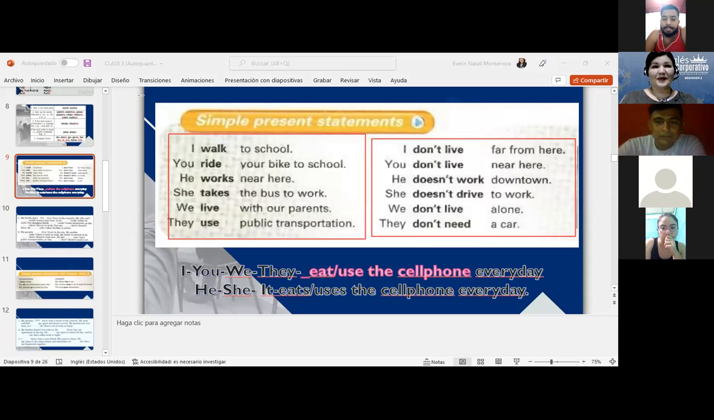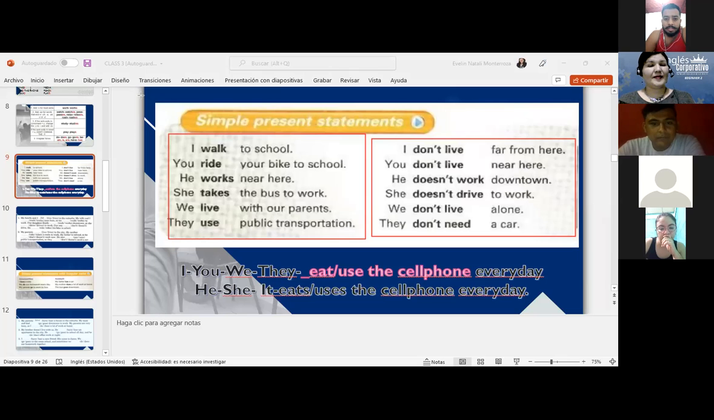I don't live far from here. Very good job. You ride your bike to school. You don't live near here. He works near here. He doesn't work downtown. She takes the bus to work. She doesn't drive to work.